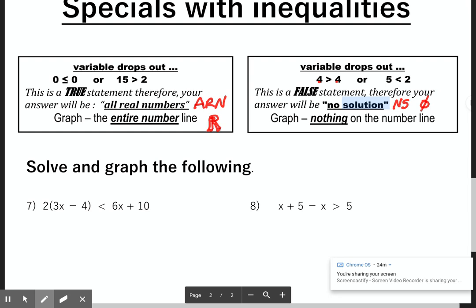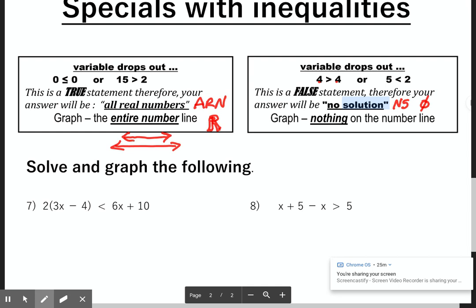And the graph will be nothing on a number line. Over here, it's the entire number line. Okay? So you could put just the number line itself because it's the entire number line. If you need to get technical with it, it would look like that, meaning every number would work. But over here, there's not even going to be a number line.